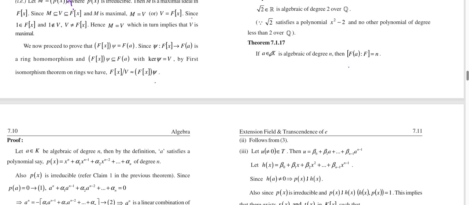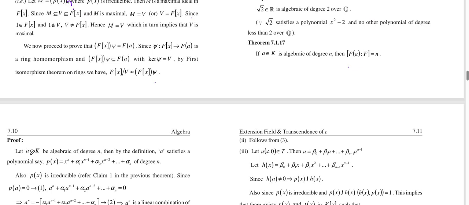In this video, we will prove that if A belonging to K is algebraic of degree n, then the degree of F(A) over F is n. A is algebraic of degree n means A satisfies a polynomial of least degree n over F, and the degree of F(A) over F means the dimension of F(A) over F. So we have to assume A to be algebraic of degree n and establish the dimension of F(A) over F to be n.